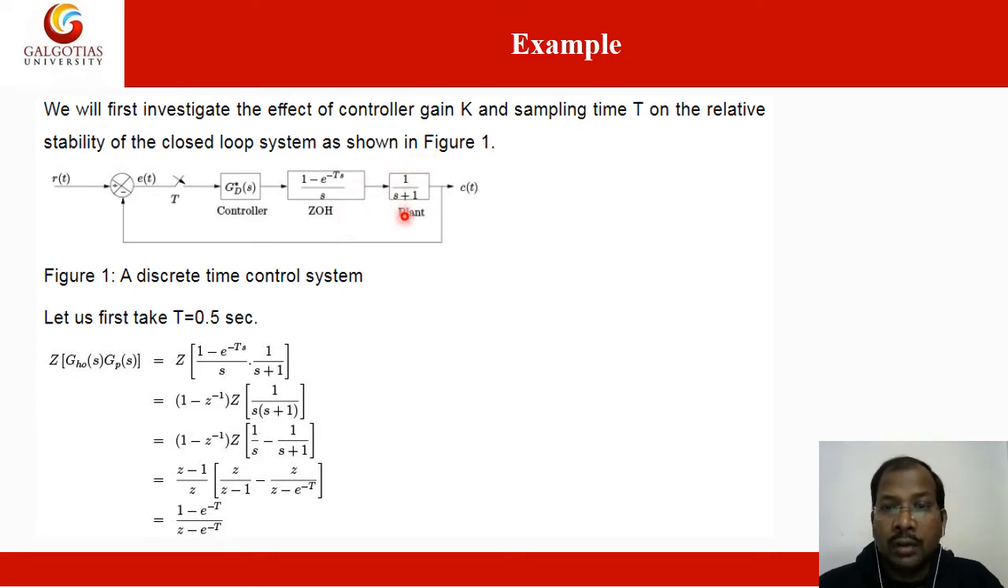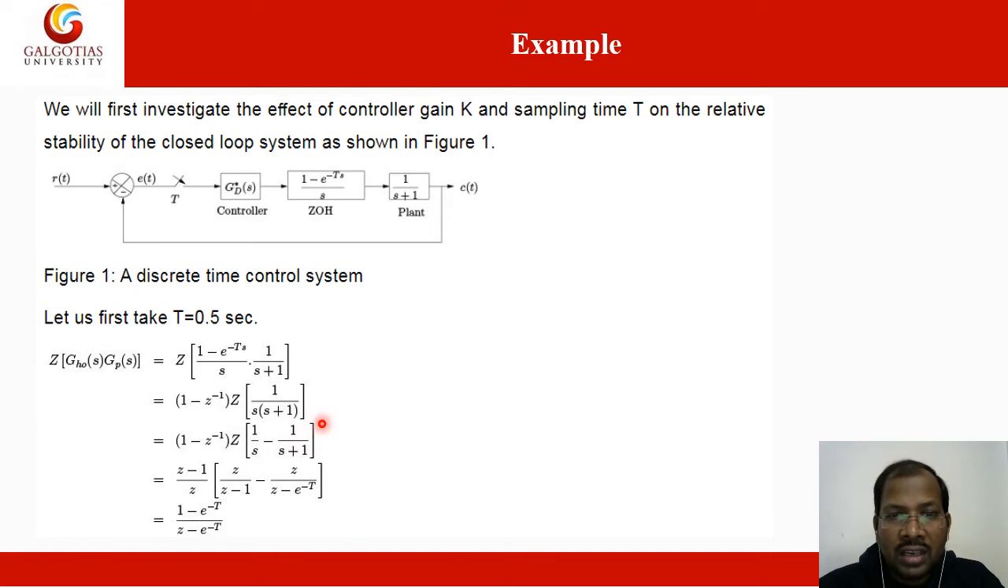Then I have taken a first order plant for simplicity, and there is a unity feedback gain. The sampling time period we consider is 0.1 second. First we have to apply the hold circuit to the plant, so G_H0 G_P of Z. Here we have to multiply these two, which are connected in cascade form, and take the Z transform. When taking the Z transform, it converts into Z inverse. So (1 minus Z inverse) into Z of 1 by (s plus 1).